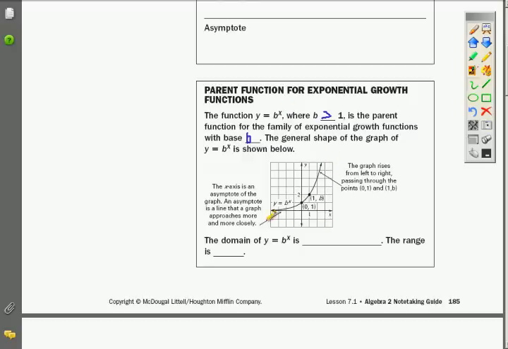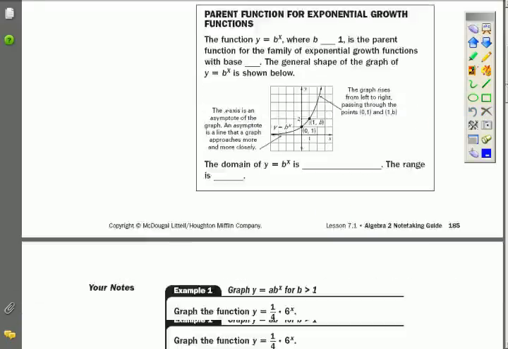The general shape of the graph y equals b to the x is shown here, and people talk about it being kind of a J curve a little bit. The domain of y equals b to the x is all real numbers. Remember, shorthand for all real numbers looks like that, kind of like the paragraph symbol. And the range is only when y is greater than 0. And if you look at that graph, you can see y is always above 0. You don't have anything down in this area down here, because your range is y is greater than 0.